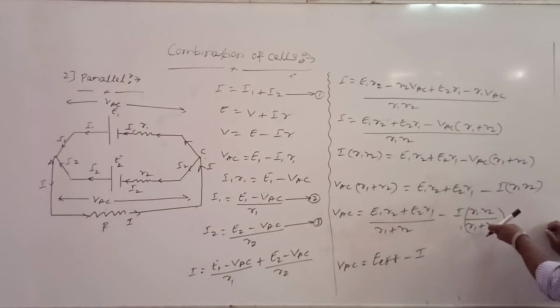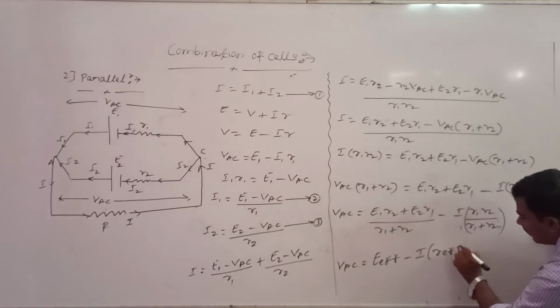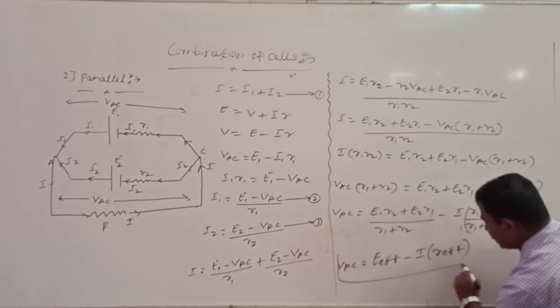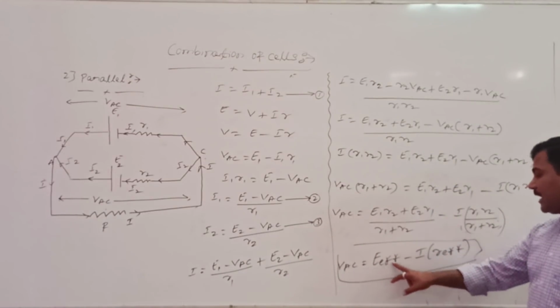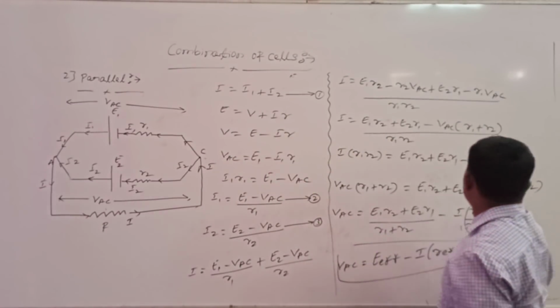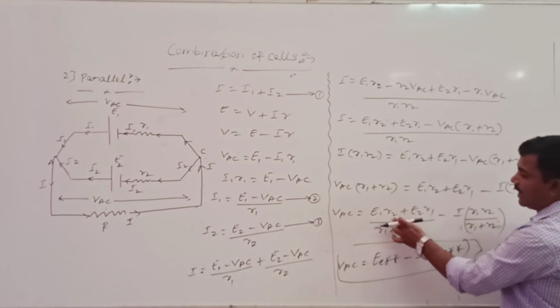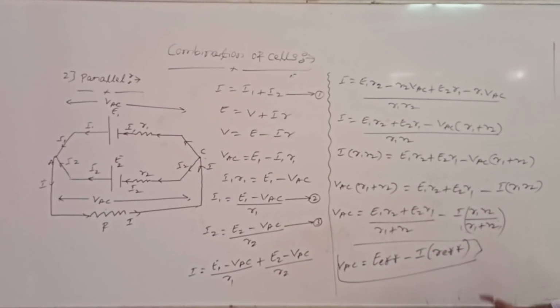This is the combination of cells in parallel for two cells. Then how do we put this? This is R effective. Then what is the total potential difference? The total potential difference again looks like V equals E minus IR. Here, what is E effective? E effective is equal to E1 R2 plus E2 R1 divided by R1 plus R2. Right? And what is R effective? R1 into R2 divided by R1 plus R2.